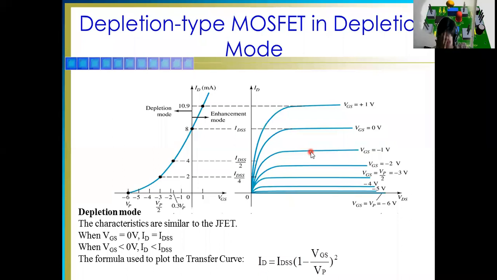Here, if you observe the characteristics of FET, or sorry, JFET, where is any modification there? Where is the modification? Can anybody say?